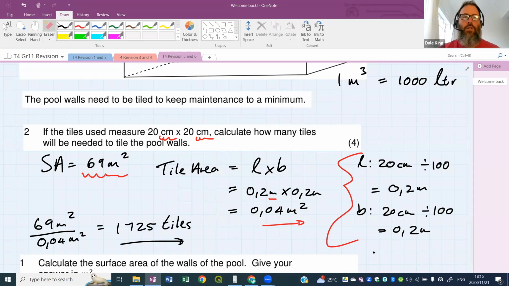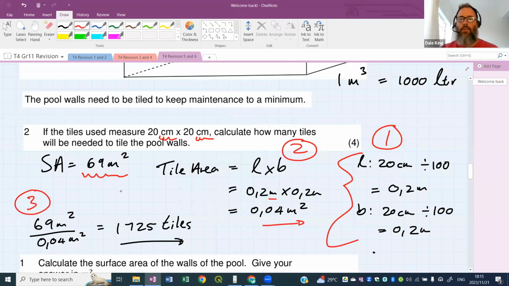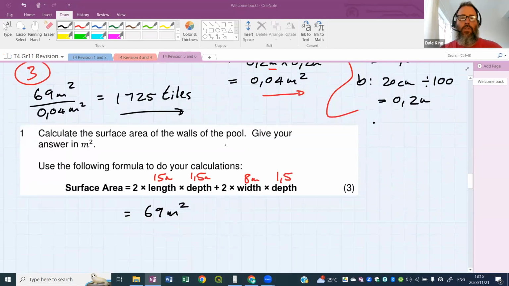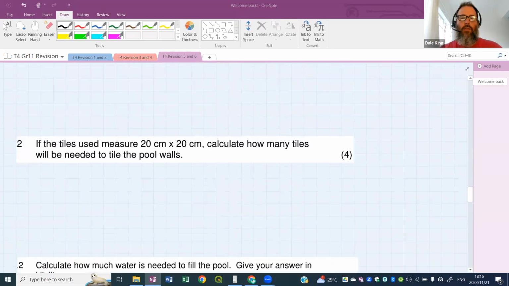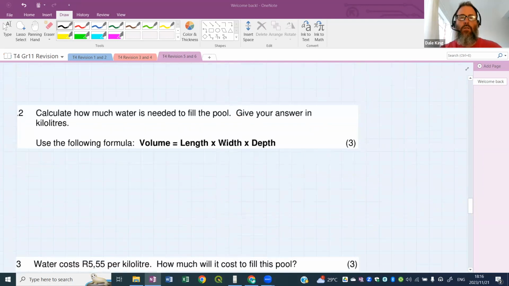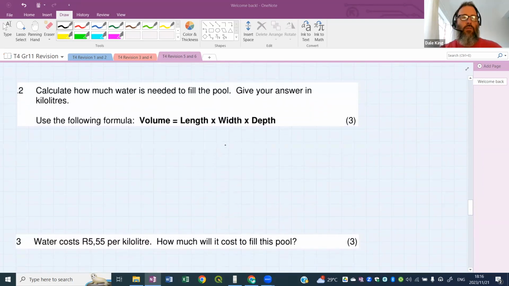All right. Any questions? You guys happy with that? So this is step number 1, convert. Then step number 2, work out the area. And then step number 3, divide the total surface area by the area of a tile. All good with that one? Not too bad. All right. Ladies and gents, remember, if you're not sure about anything, please speak. Don't hold your peace.